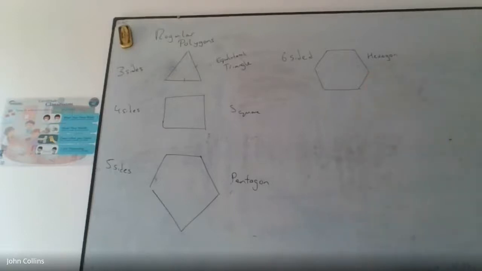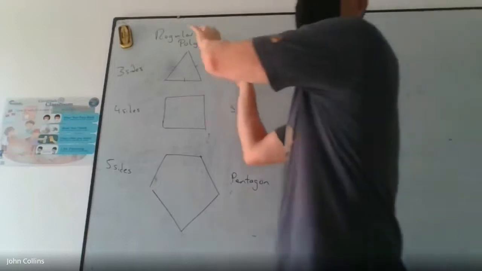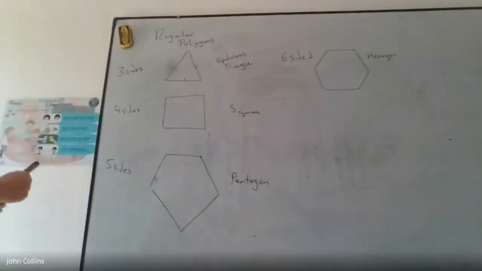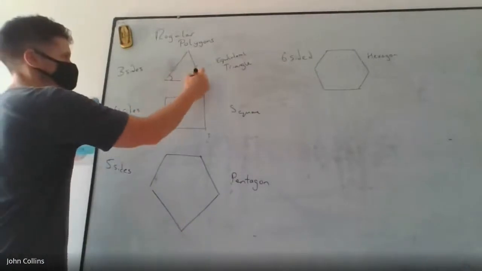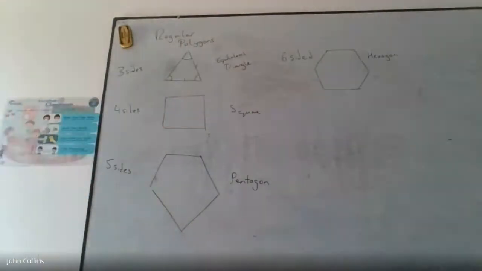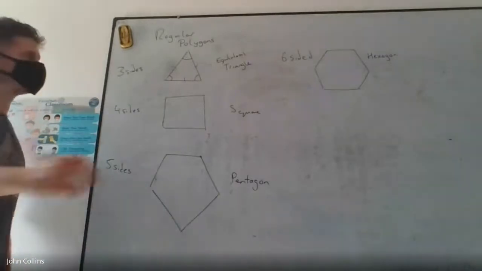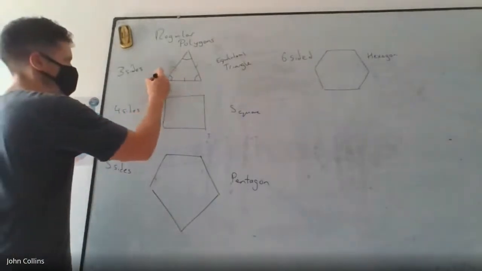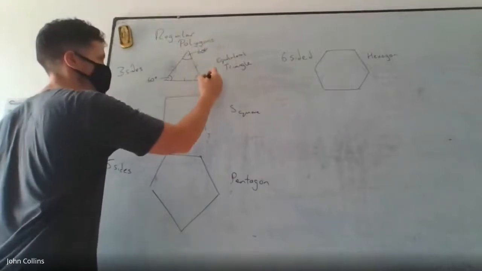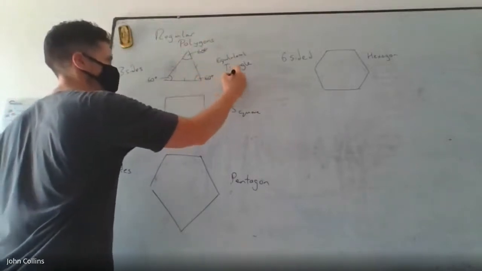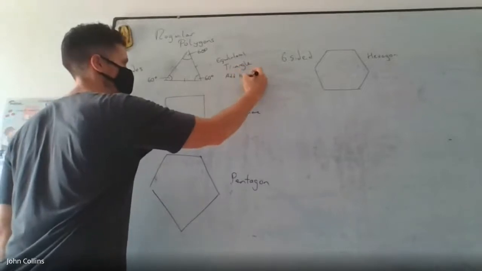What do we also know? The sides are the same in regular polygons. What about the angles? Let's start with the triangle. What's the angles in an equilateral triangle? They're all 60 degrees. They have to add to 180.